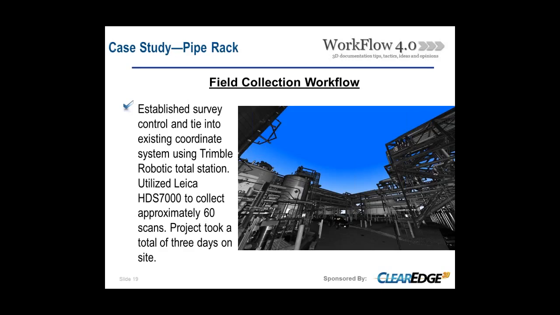So with the field collection workflow, again, we established our own site survey control and then tied into the existing coordinate systems using Trimble Robotic Total Station. Utilized just the HTS 7000 on this project, and it was only around 60 scans that we took. But the project took about 3 days just due to the amount of time that we had to spend getting on and off the site and then running our control and doing some of the other things that we had to deal with on the site.